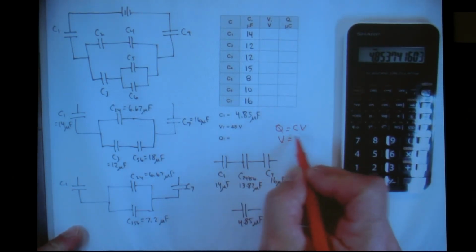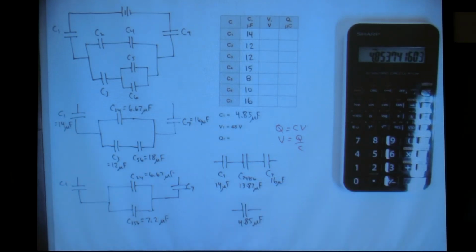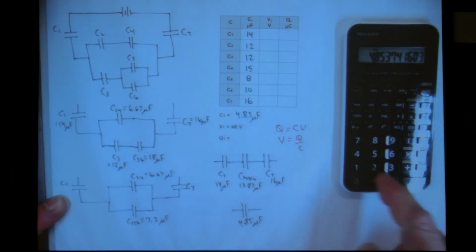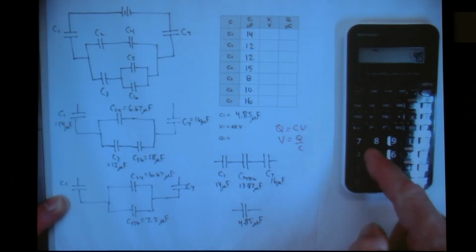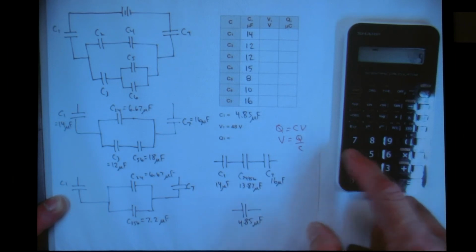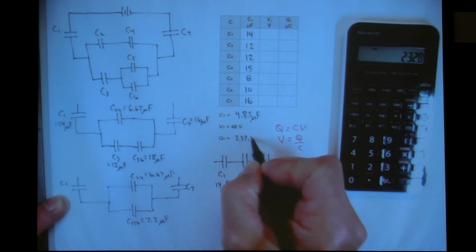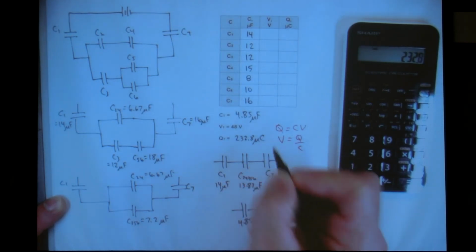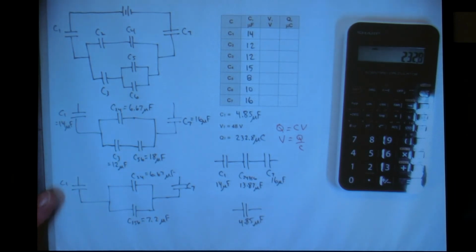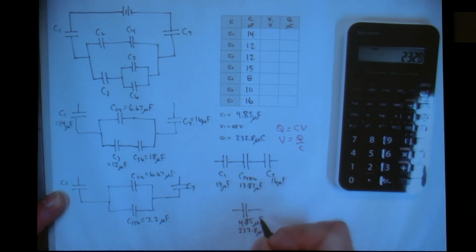Now the formula that we use, or the relationship, will be Q is C times V. So V is Q over C. When I find the charge, I multiply capacitance times voltage. So when I take 4.85 microfarads times 48 volts, I get 232.8, and that's microcoulombs. So now I have my total capacitance, and total charge, 232.8 microcoulombs, and I have 48 volts on that last capacitor.